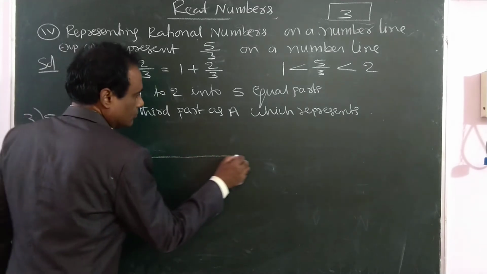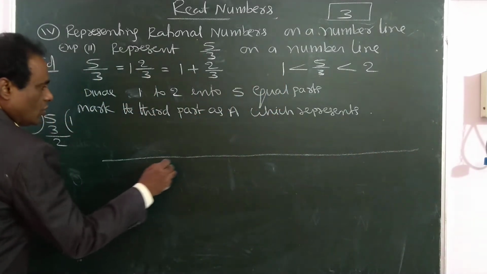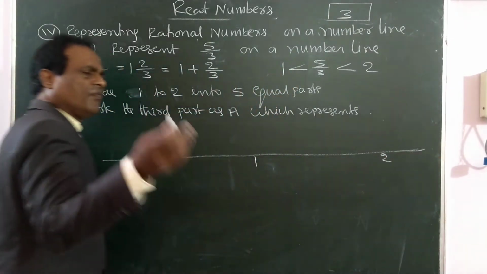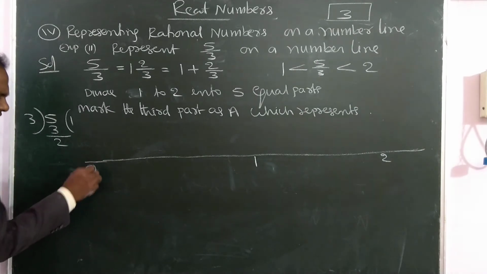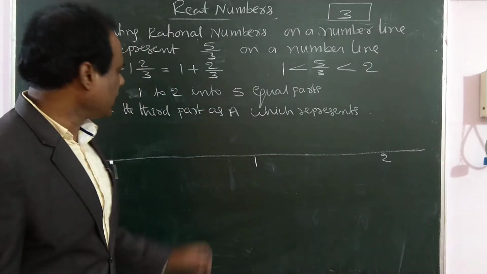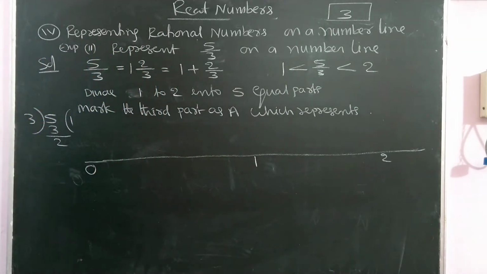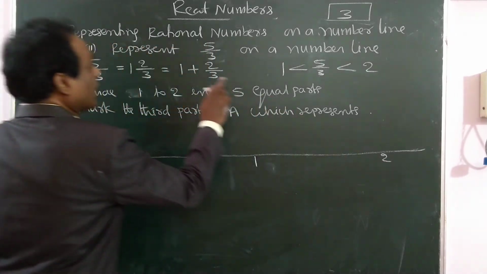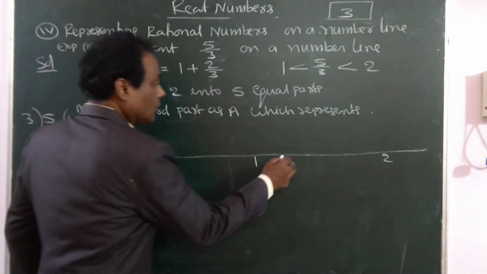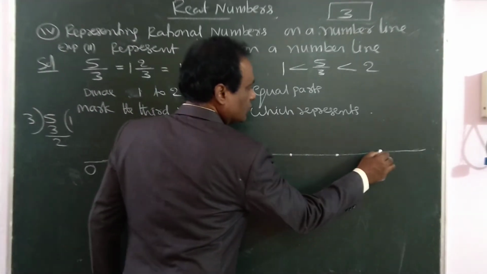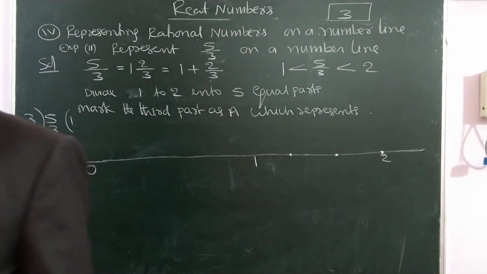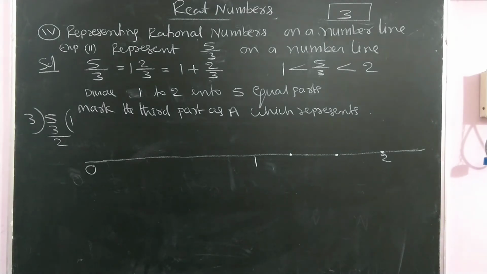Now how to draw the number line? See here, 1, 2. I could take 0 also, but there is no need. Only 1 to 2 is enough, but for explaining I will take this up to here also. So this range from 1 to 2 should be divided into how many parts? 3 parts, because the denominator is 3.